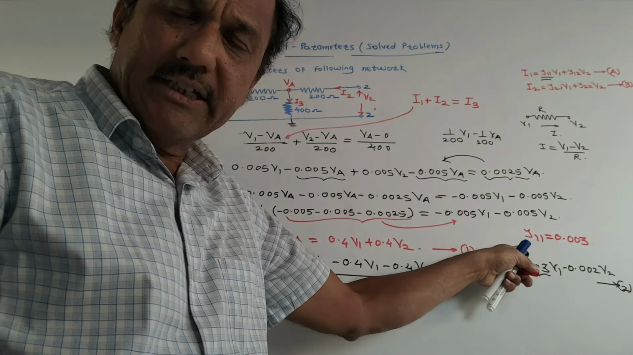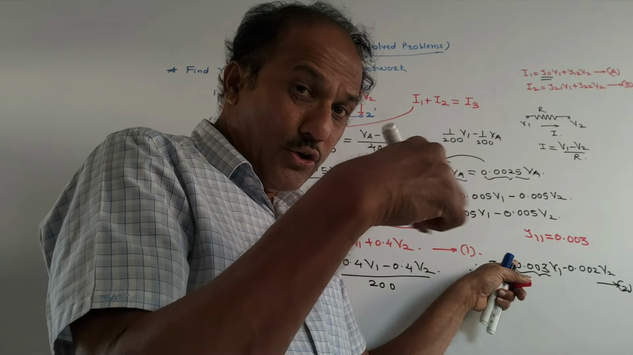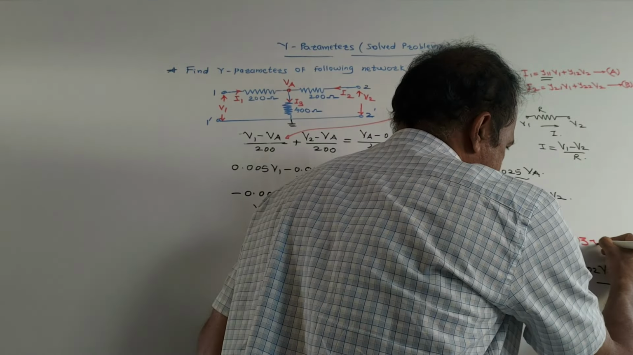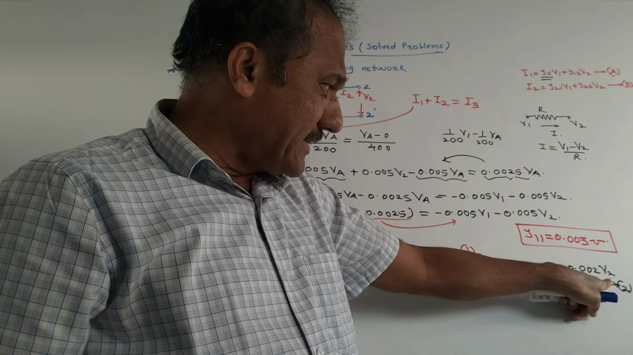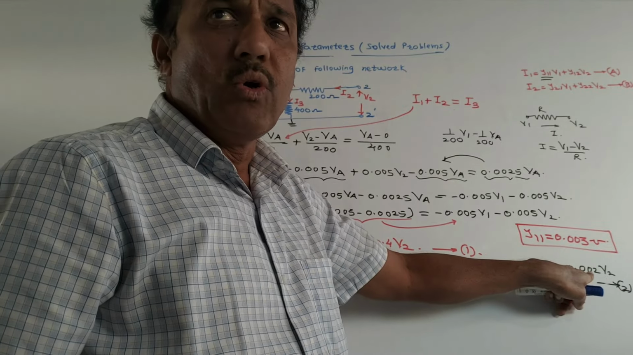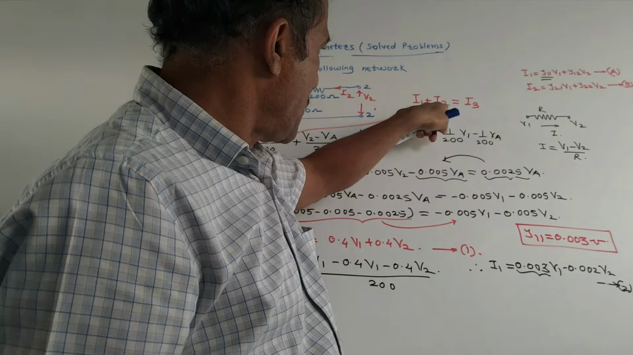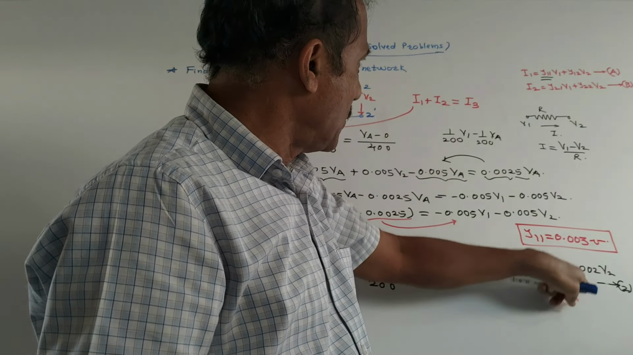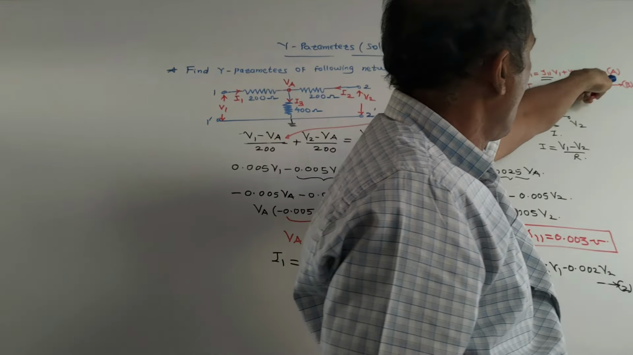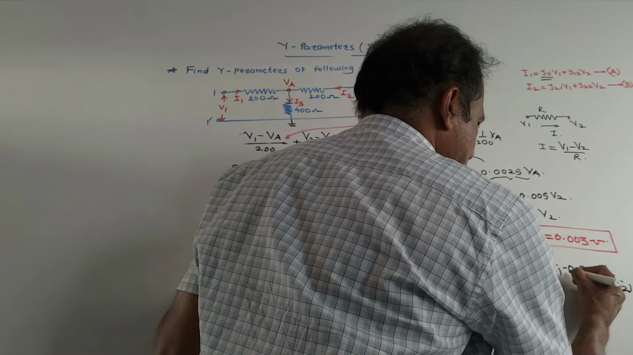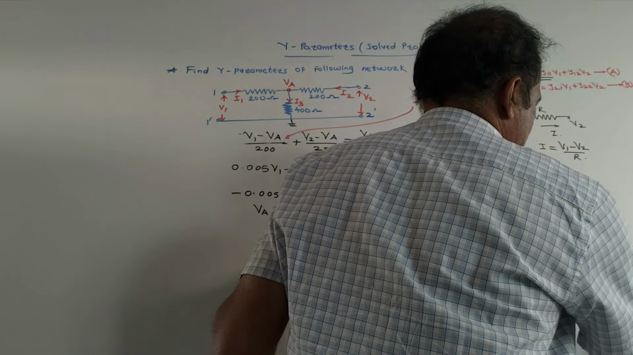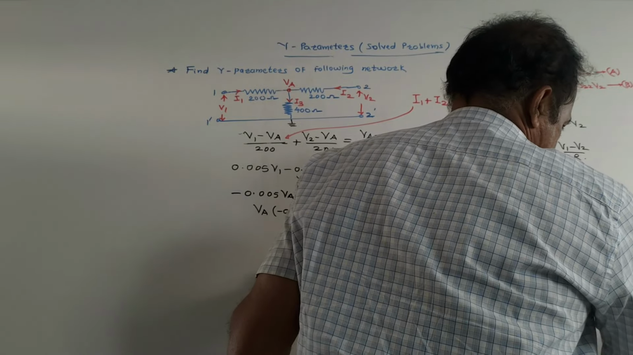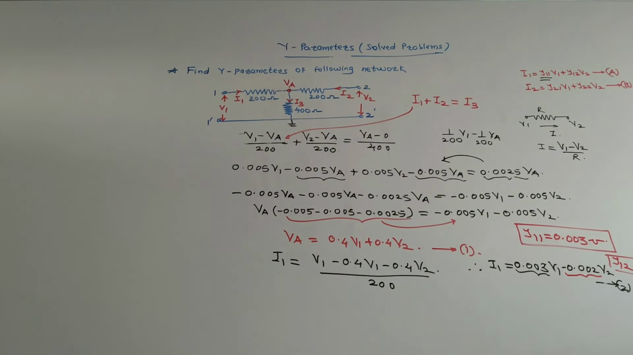Y is admittance. It is the reciprocal of impedance. We know that the unit of impedance is ohm, so the unit of admittance is mho. So this is one parameter, Y11. In the same way, look at the second coefficient, it is minus 0.002. And look at equation 2, I need to compare with equation A again. Here with V2 we have Y12. So this term gives the value of Y12. So Y12 is equal to minus 0.002. That means comparing equation 2 with equation A, we have got two values, Y11 and Y12.